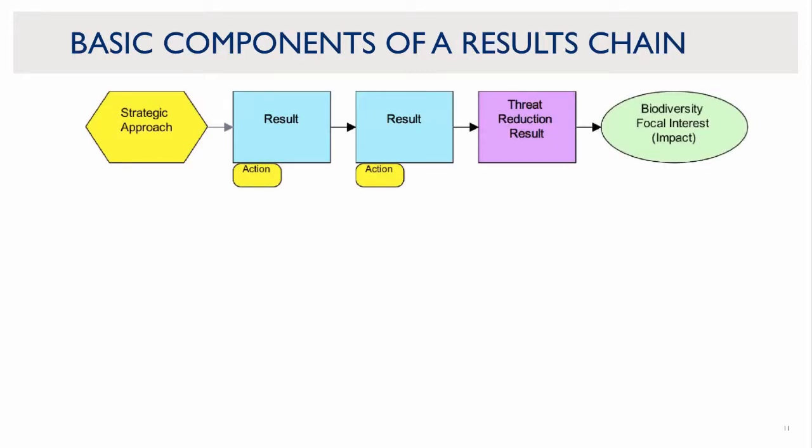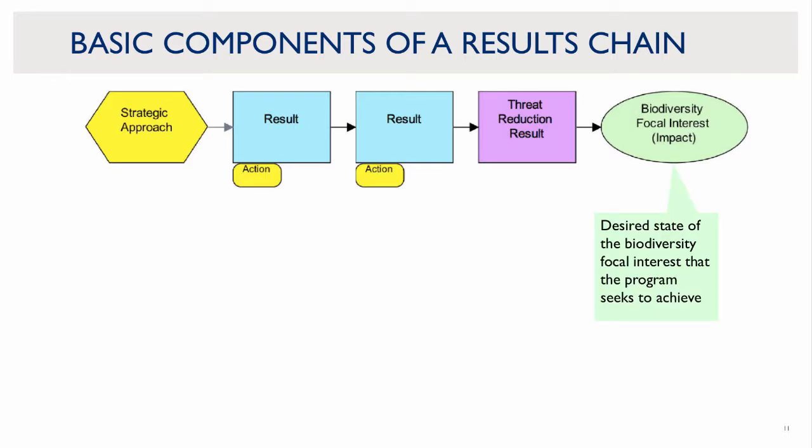A results chain consists of 5 main components. The biodiversity focal interest, contained within a green oval, represents the desired state of the biodiversity focal interest that the program seeks to achieve. In other words, it's the desired end result of the program. Depending on the programmatic arrangement and using program cycle terminology, this could be the purpose or other outcome of the program.